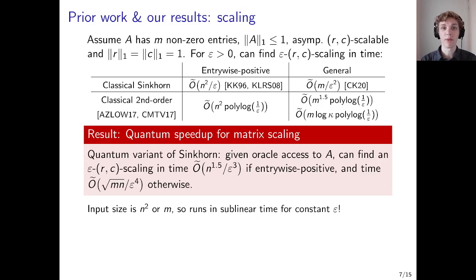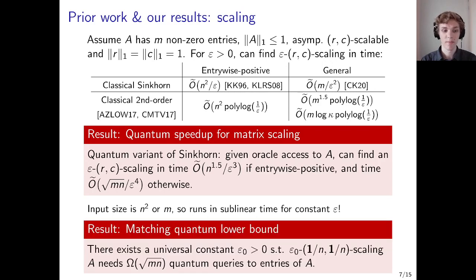One could wonder whether you can do even better. Unfortunately, this is not the case. We prove a matching quantum lower bound in the sense that for constant precision scaling, you need at least square root of mn quantum queries to the entries of your matrix.